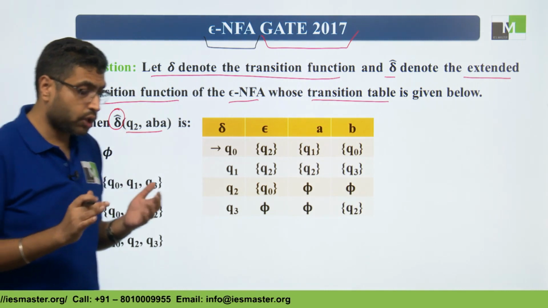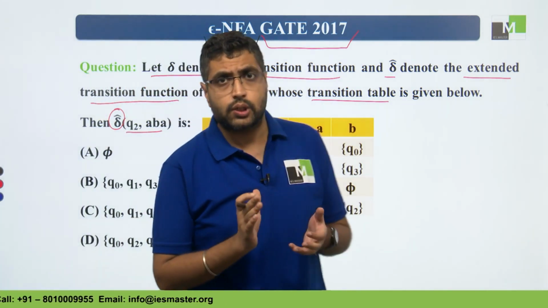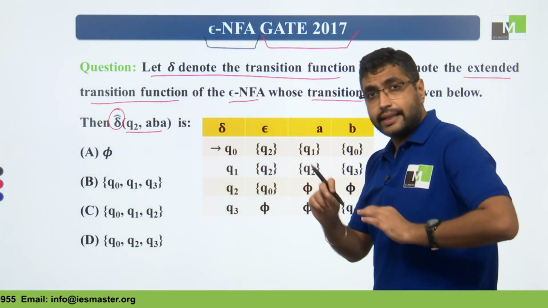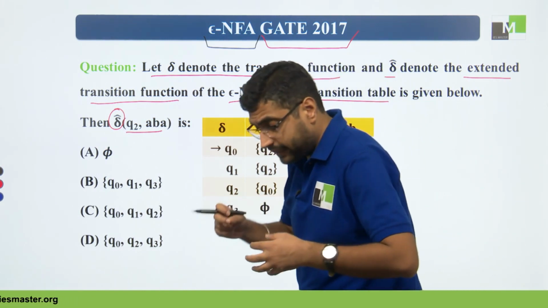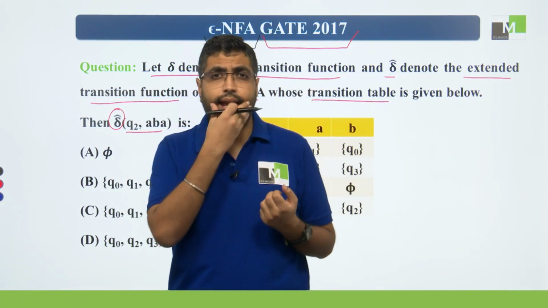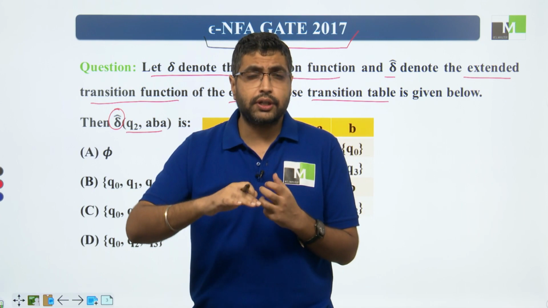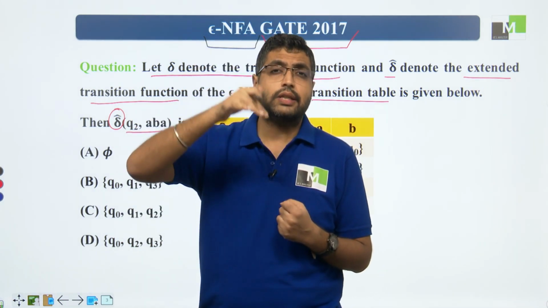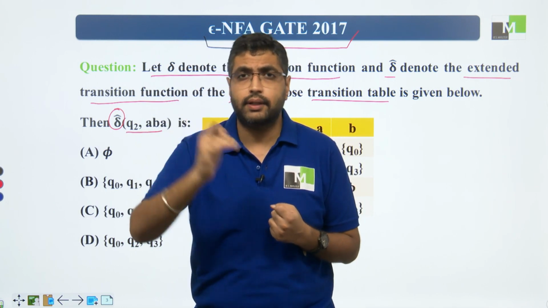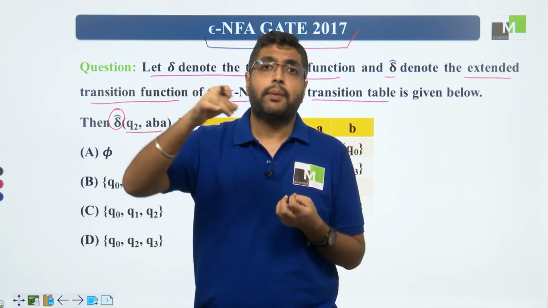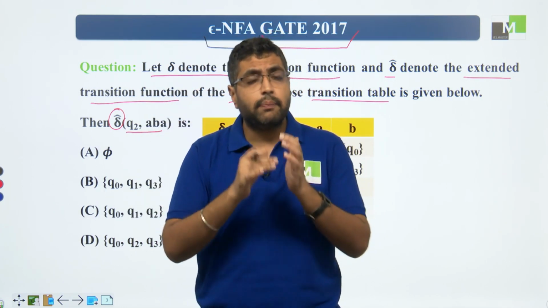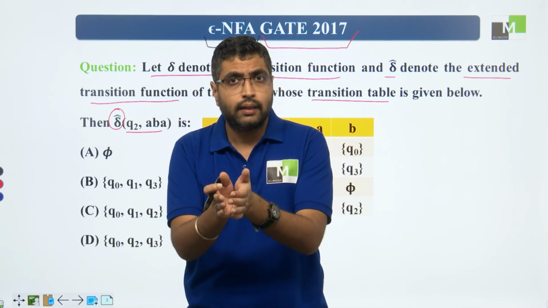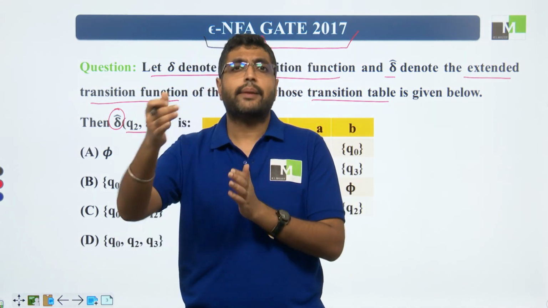It's an application of what we have already seen. We have already seen how we calculate the transition function of NFA if the transition function of epsilon NFA is given. We take the epsilon closure first, then we apply that symbol, and then we again take the epsilon closure.